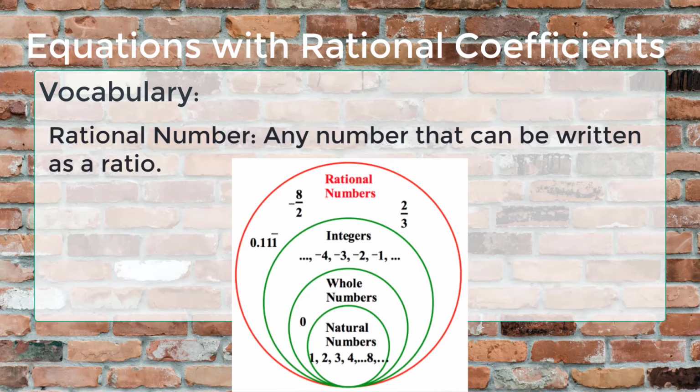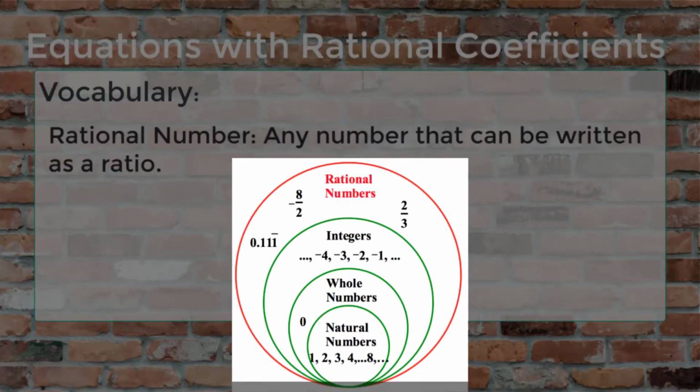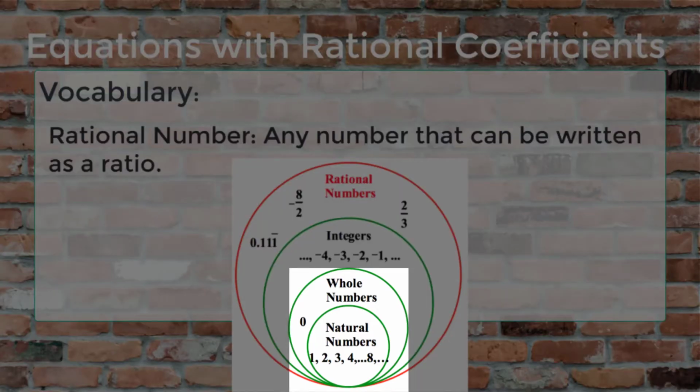Anything inside one of these circles is that type of number. Anything outside of a circle is not that type of number. For example, the integer circle is inside the rational number circle, which means that integers are rational numbers. However, integers are outside the whole number circle, so integers are not whole numbers.